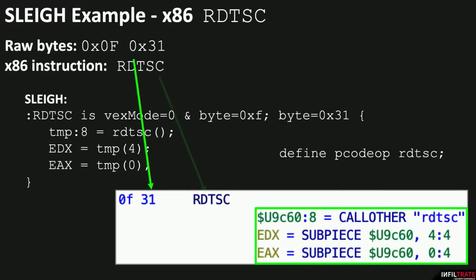So then looking at the P code that's constructed here, we're going to put out the hex values, put out the opcode itself, RDTSC, and then we're going to say that this temporary value is the result of calling RDTSC, this kind of intrinsic value. And then we take the temporary value, the U9C60, and then we take 2 sub-pieces of it, 2 slices of it, and put those into those registers there, as you can see.